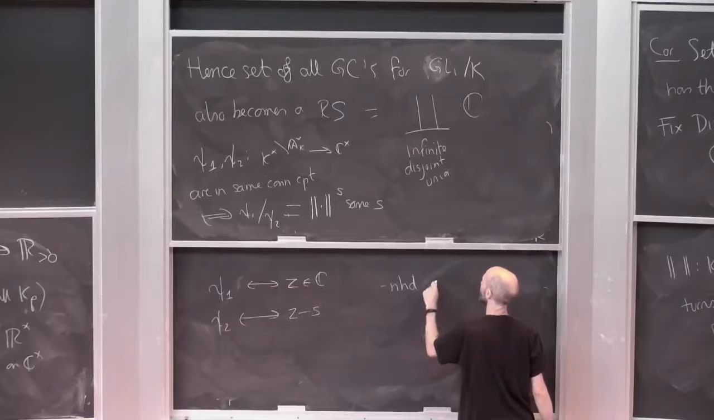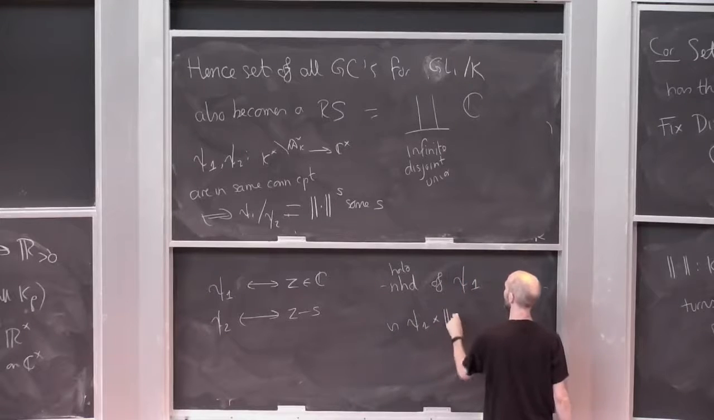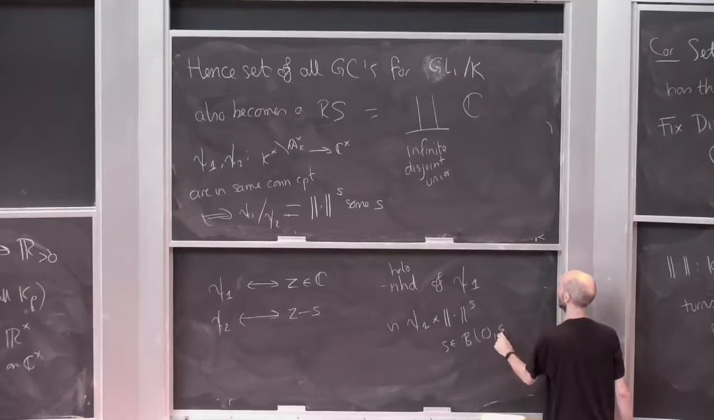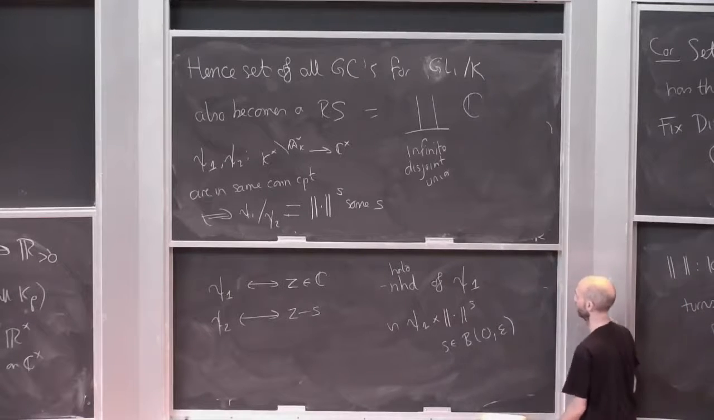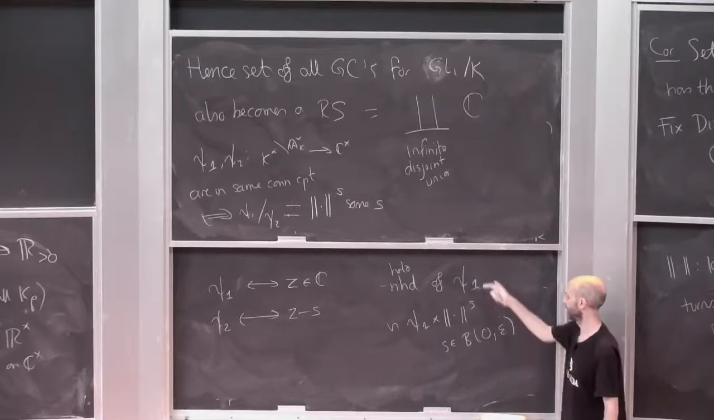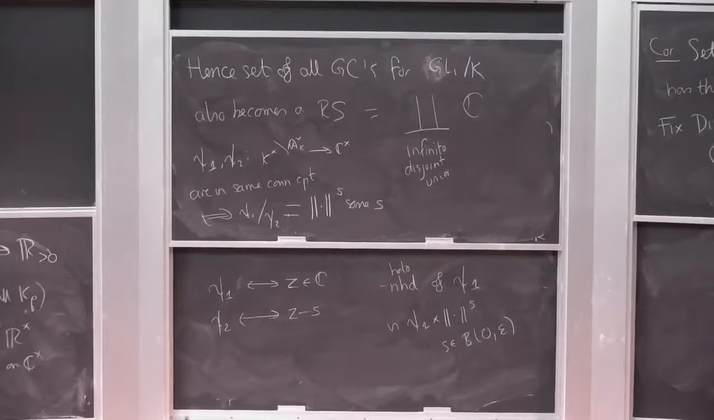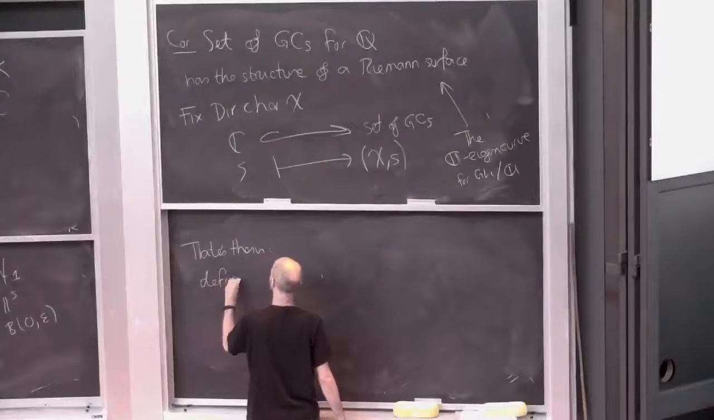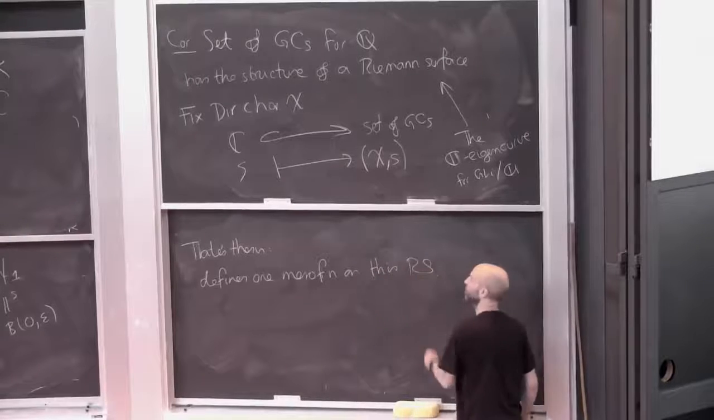A holomorphic neighborhood of psi 1 is psi 1 times norm to the s, there, for s in some closed disk, radius epsilon, right? That's my complex structure near psi 1. I'm saying that it looks like the open unit disk, and here are all the points that correspond to nearby elements of the open unit disk. So there you go. So there's Tate's thing, right? And then Tate's thesis, the main point of Tate's thesis, he defines one meromorphic function on this Riemann surface. That's all he does.